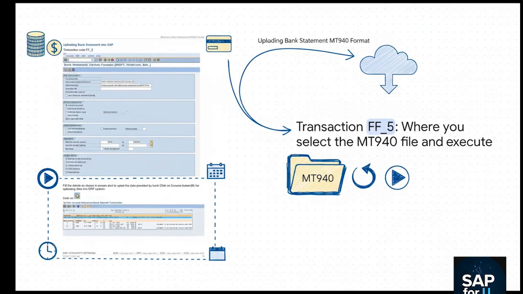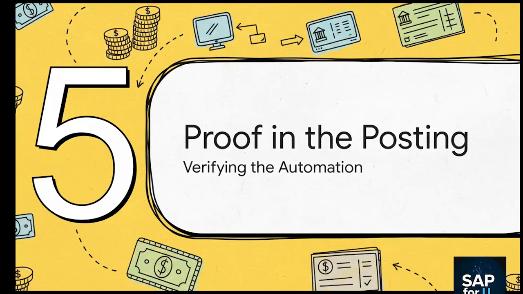And here we go, the moment of truth. We jump into transaction FF_5. From this screen, it's really easy. We just select the MT940 format, we tell the system where to find the file from our bank, and, this is really important, we make sure to check the Post Immediately box. Then we hit Execute. Okay, the upload is done, but did it actually work? Let's go check the results and see if the system did what we told it to do.